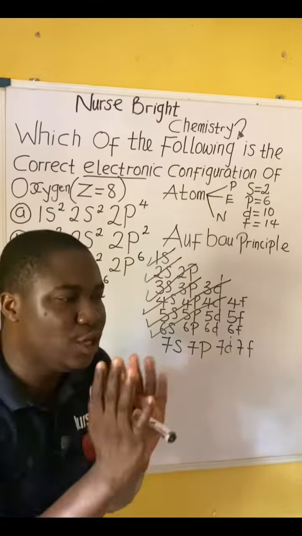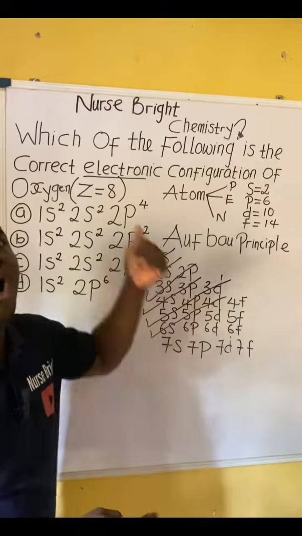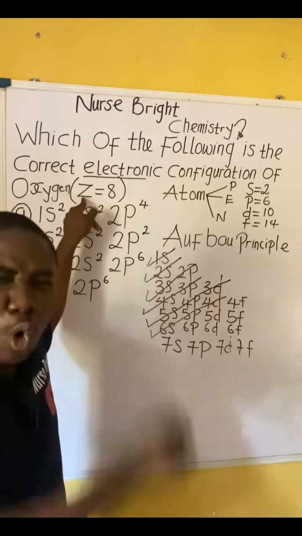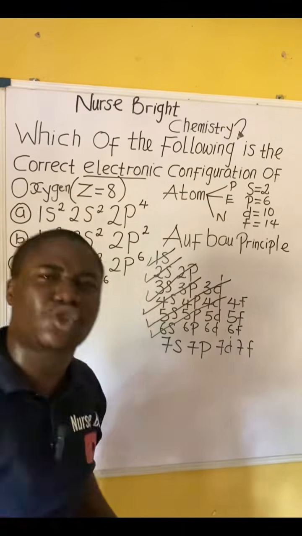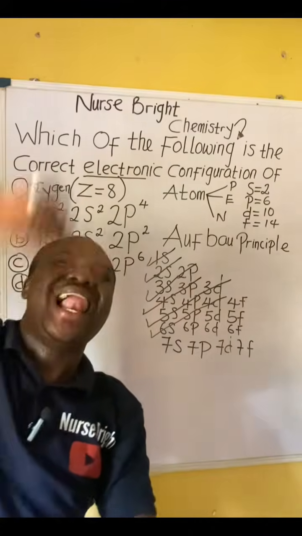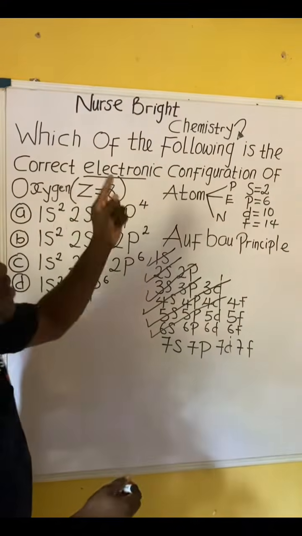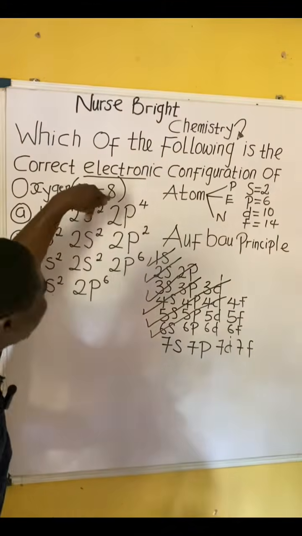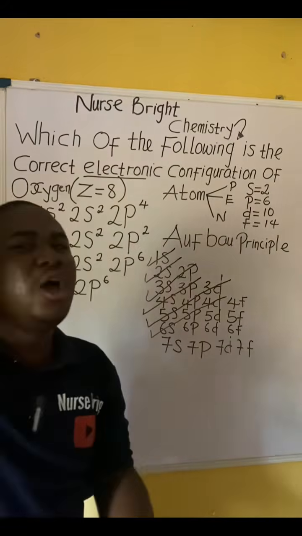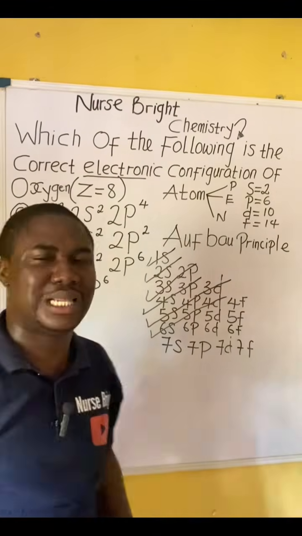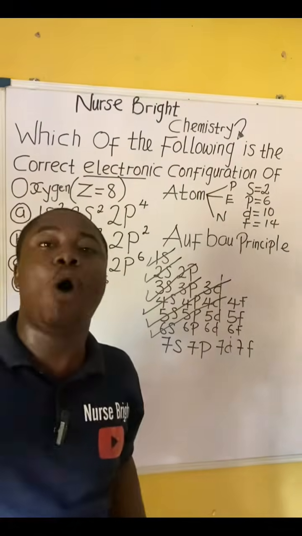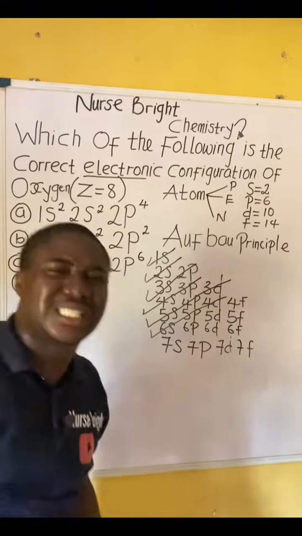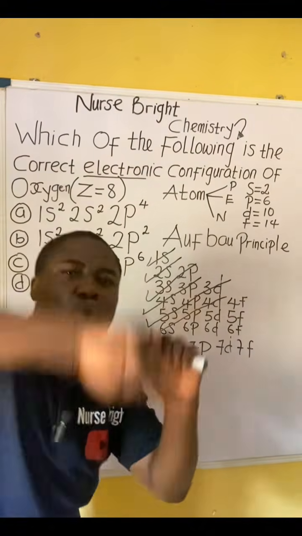For elements that are neutral and don't have a charge, since I told you that this Z means atomic number, an atomic number is also called proton number. And for neutral elements, proton number is always equal to electron number. I told you that to write electronic configuration, you use electrons. So Z being 8, the proton number, I've explained properly on my channel, so go and watch those lessons. Z here is the atomic number of oxygen, and atomic number is also called proton number.